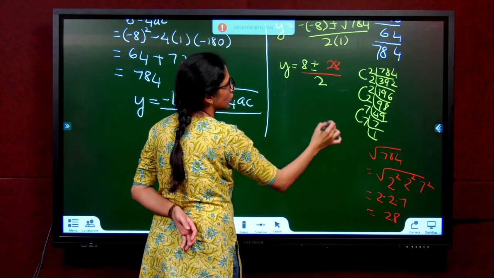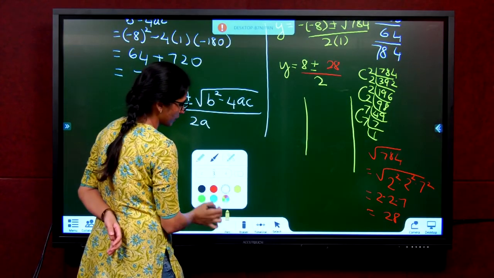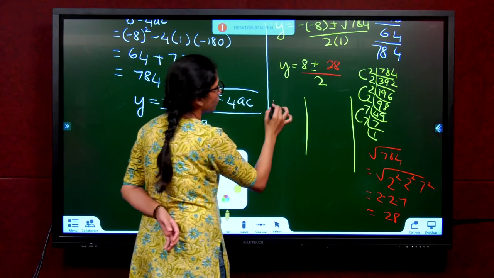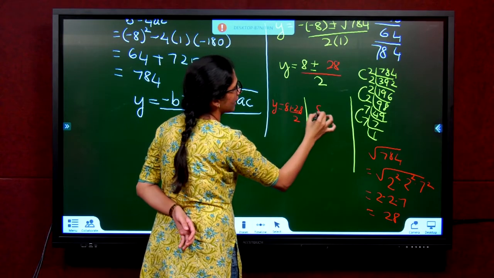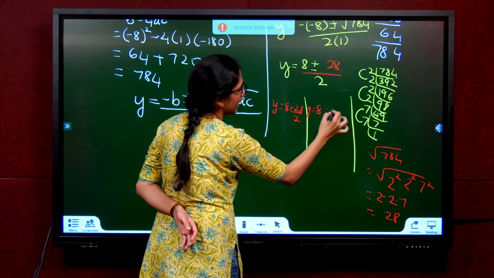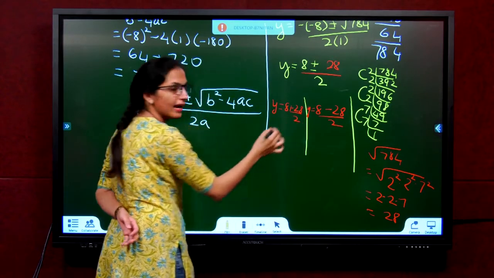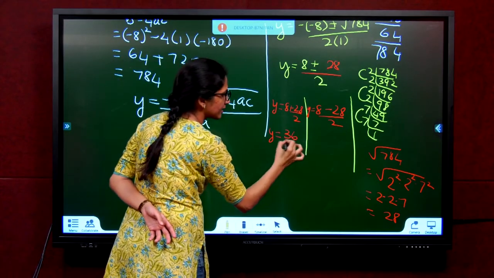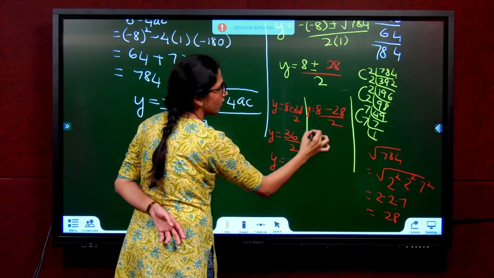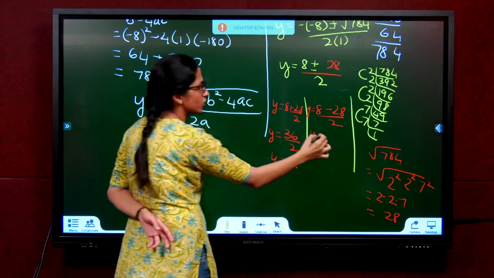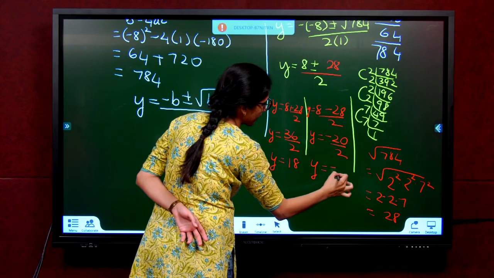So this is 2. So this gives us two possible situations. What are the two possible situations? y is equal to 8 plus 28 by 2 and y is equal to 8 minus 28 by 2. y is equal to 8 plus 28, 36 by 2. y is equal to 18. y is equal to 8 minus 28, minus 20 by 2. y is equal to minus 10.